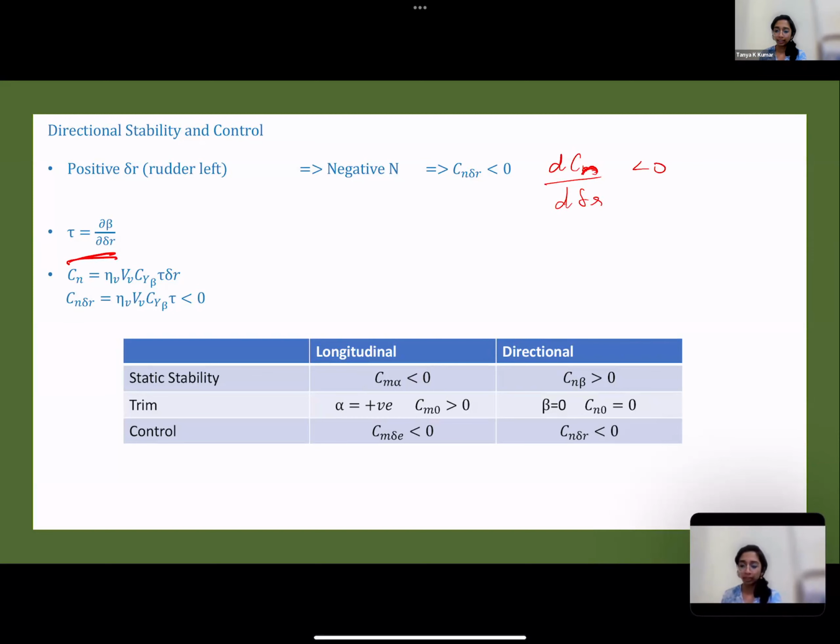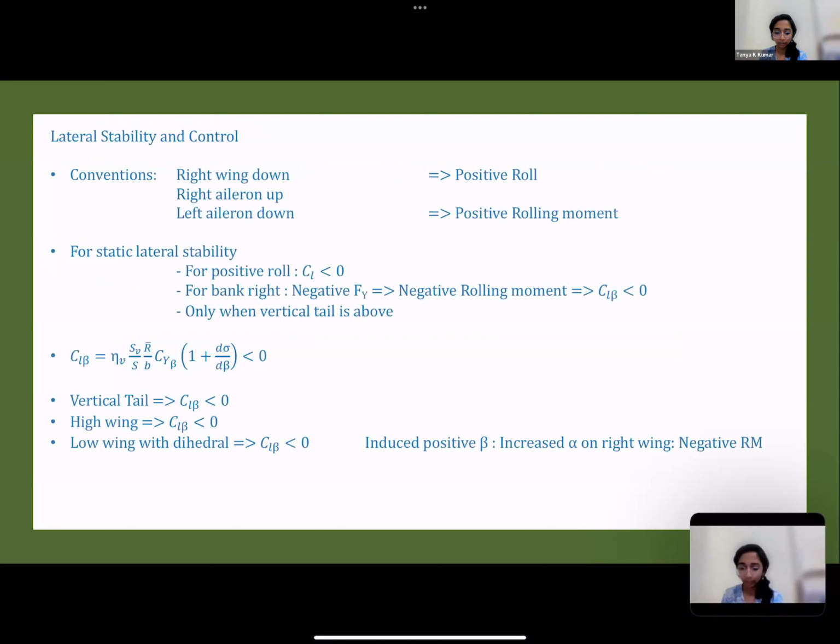Okay. Next, we look into the lateral stability and control case. Conventions are right wing down is considered positive roll. So your rolling axis is along the nose. You put your thumb along that direction and roll it. So rolling towards the right wing down is considered positive rolling moment. All right. So how do you achieve this motion? You deflect your right aileron up, the lift of the right aileron decreases.